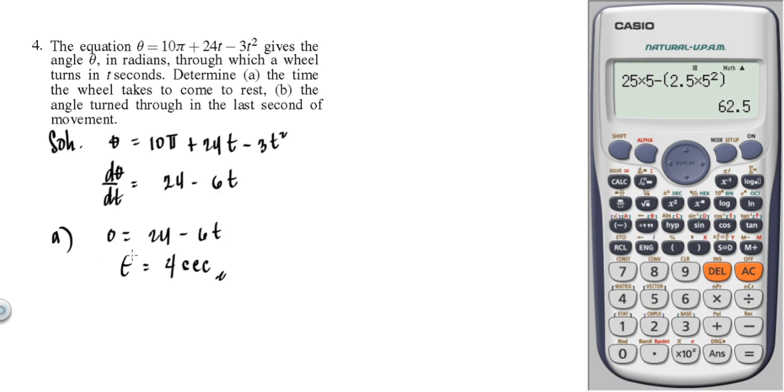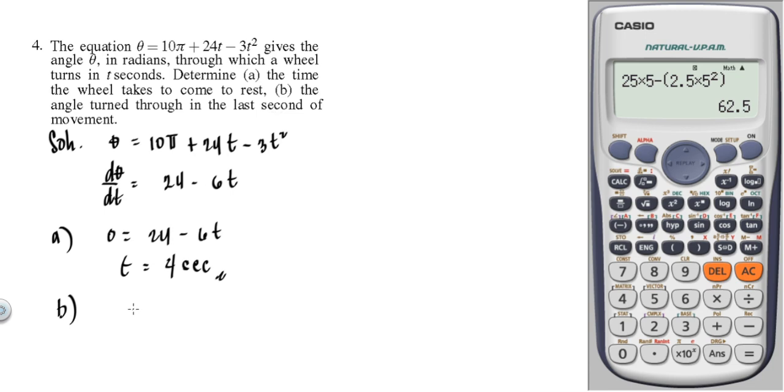How about B? The angle turned through in the last second of movement. So, that means 3 seconds and 4 seconds, right? It's in between, because it's the last second. You cannot say 4 seconds, because that is the whole time. That would be the whole distance it travels, the angle theta in radians through which the wheel turns in 4 seconds. It cannot be just 4 seconds; we also need 3 seconds. The question says last second of movement.